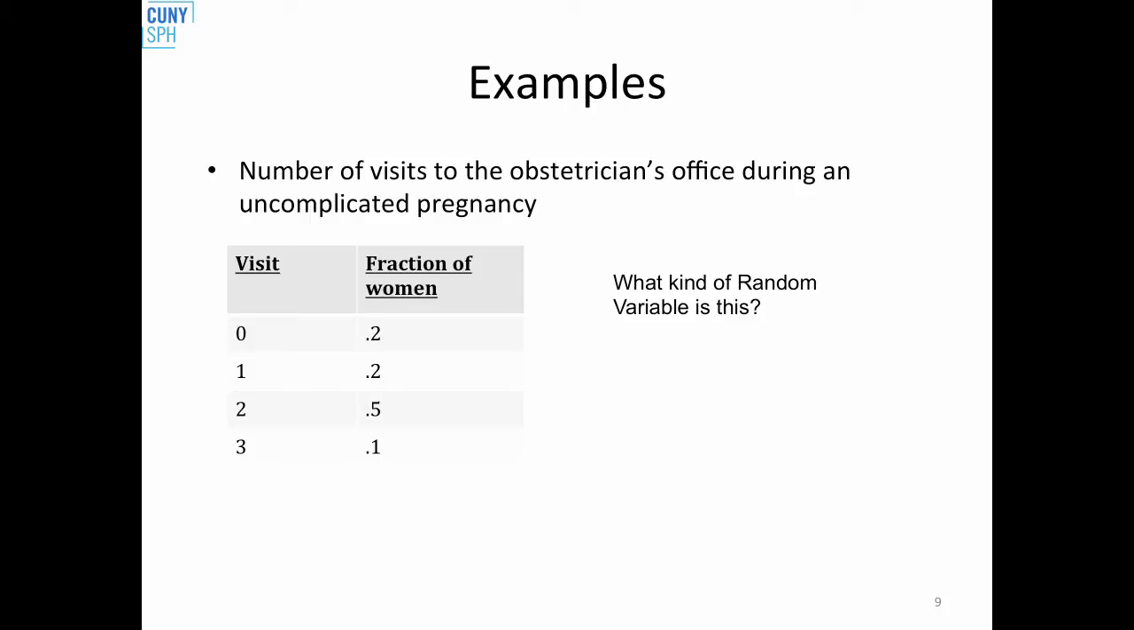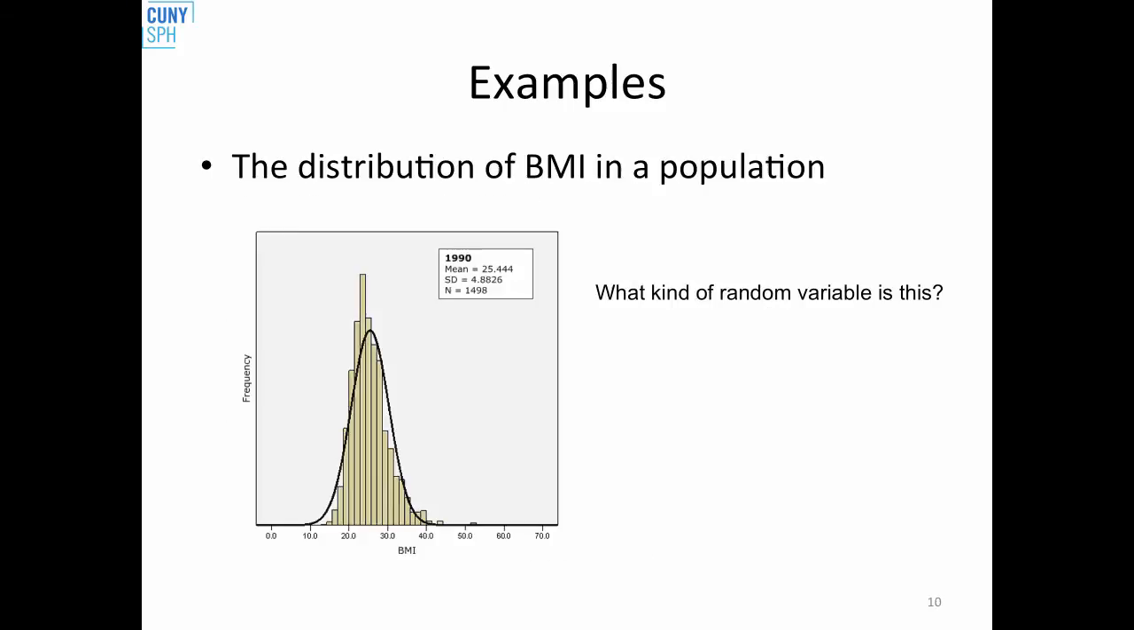The number of visits to an obstetrician's office during an uncomplicated pregnancy, given these hypothetical fractions, 0 visits, 20%, 1 visit, 20%, would be an example of a discrete quantitative variable. It's quantitative, recall, because rules of arithmetic can be applied. You could add and subtract these. However, it's discrete because you can't have just any value. They must be integer values.